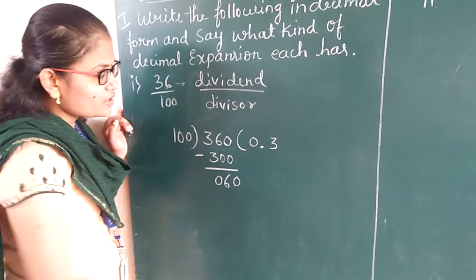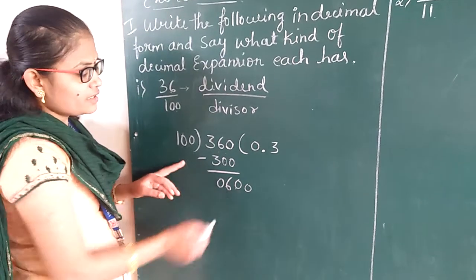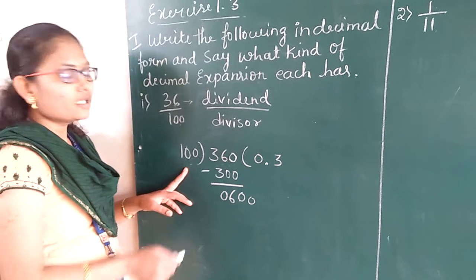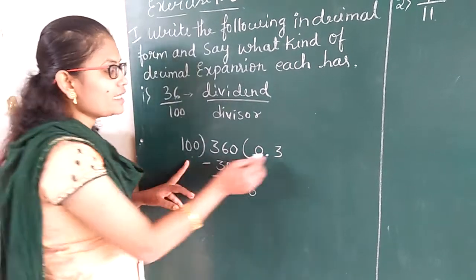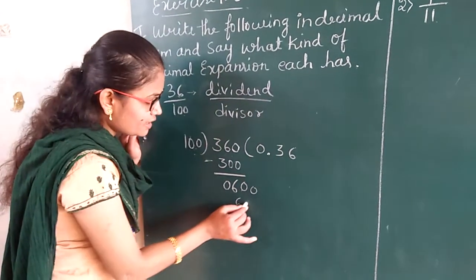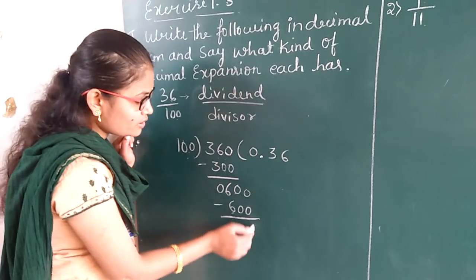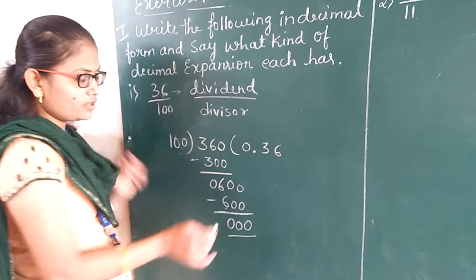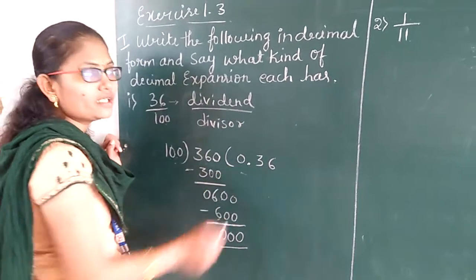The point is already there, so we can take one more 0 easily. Now you can see 600 will appear in the multiples of 100. Yes, it will come. 100 how many times becomes 600? 100 6 times is 600. Now we have to subtract: 0 minus 0, 0, 6 minus 6, 0. Now the remainder left is 0.